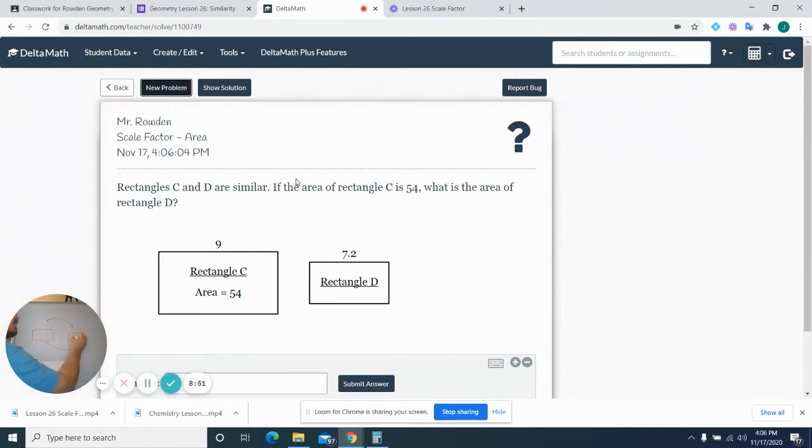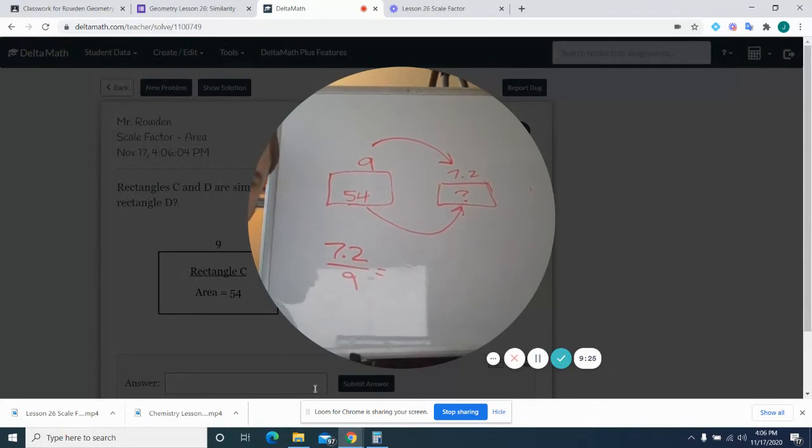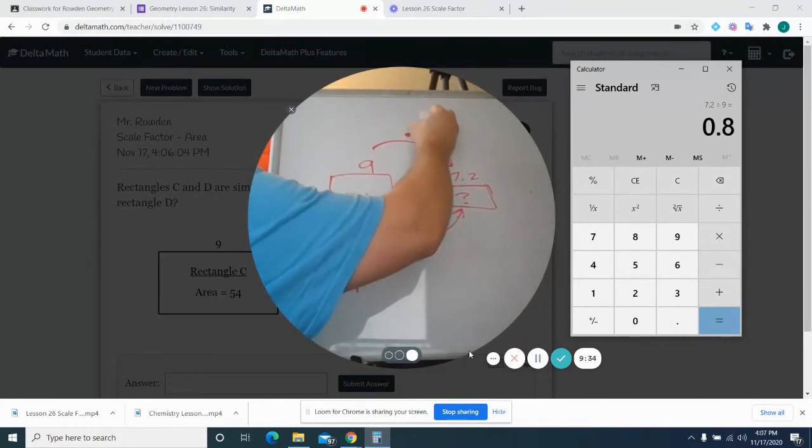Okay, so for this one, we have 9 over to 7.2. And then our area is 54. Okay, so how does 9 turn into 7.2? So whatever you turned into, put it on top. Whatever you started with, put it in the bottom to find your scale factor. So pull up the calculator, and 7.2 divided by 9 equals 0.8. So the scale factor is 0.8.